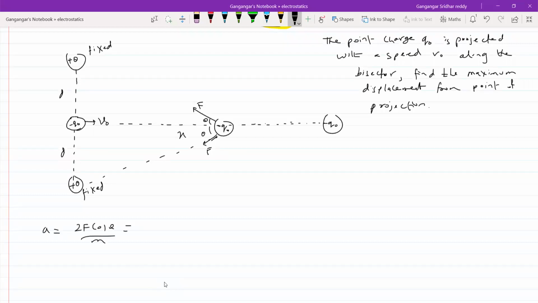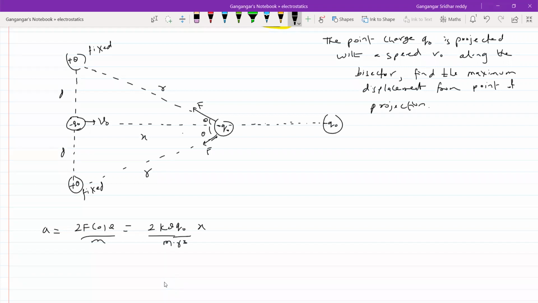So let this distance be x. Let this distance be r. So what is the formula? This will be 2k q naught by m r square. Cos theta will be x by r. So everything will become this much. Look now, as it moves, its acceleration will be variable.